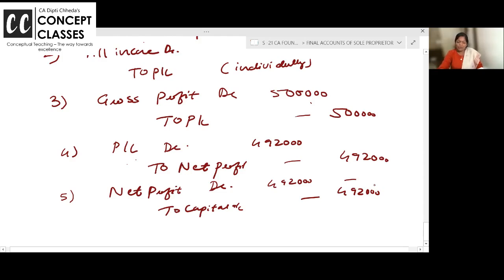Is it nice and clear to all of you? Will you be able to write? I've seen students preparing trading and P&L account correctly, but they don't know how to record the entries. Recording the entries is so easy. ठीक है? चलो, next one.